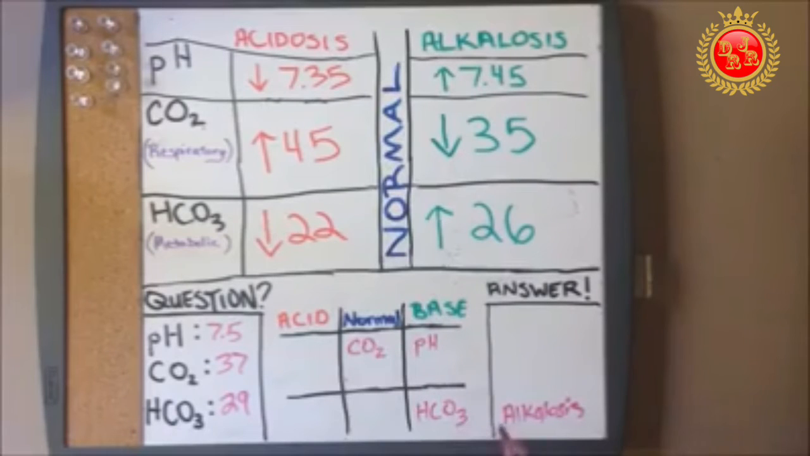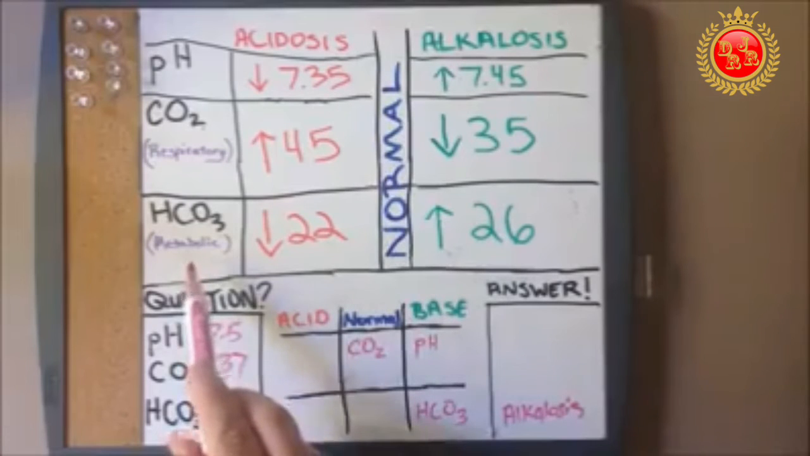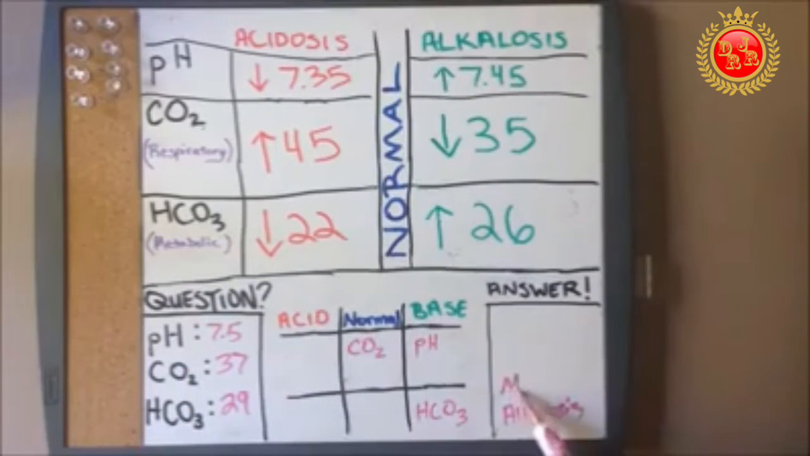Now, in this example, our HCO3 is in the same column as pH. Therefore, we know that the HCO3 is the cause of our pH problem. In this example, we are alkalinic, and HCO3 refers to metabolic. So we know we have metabolic alkalosis.